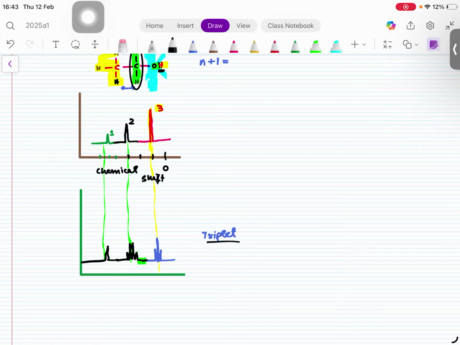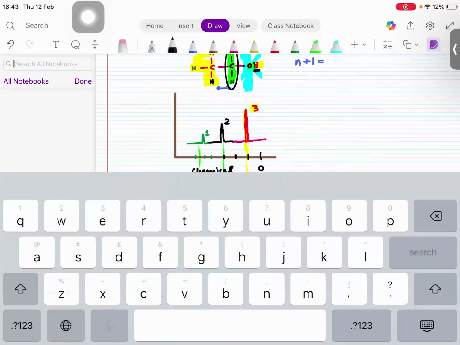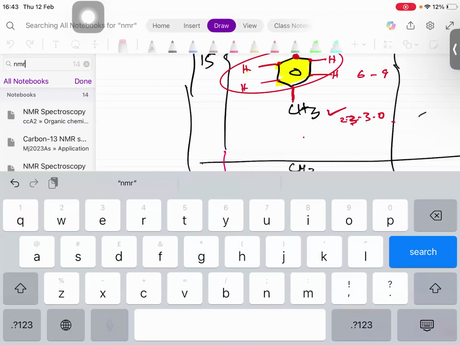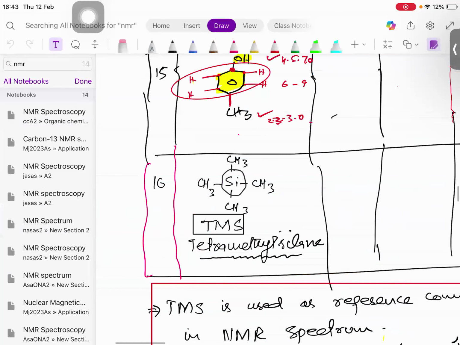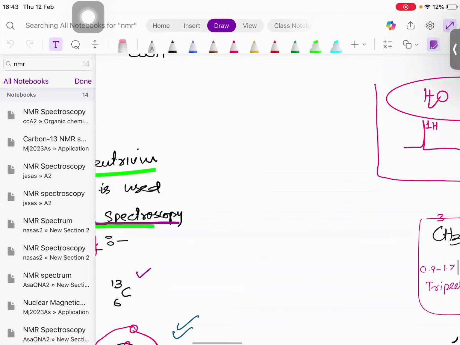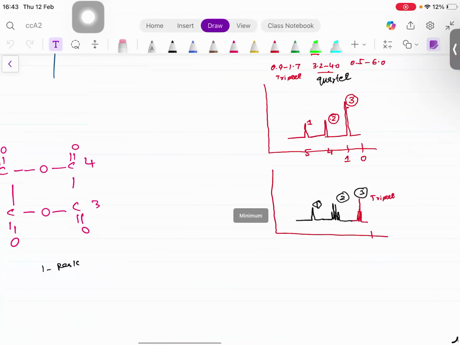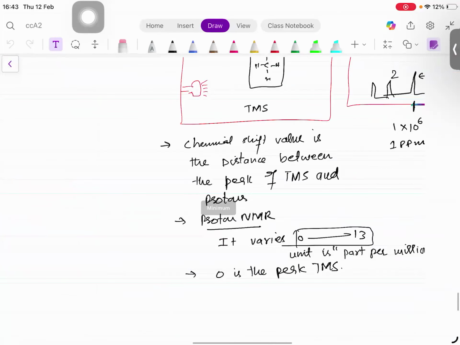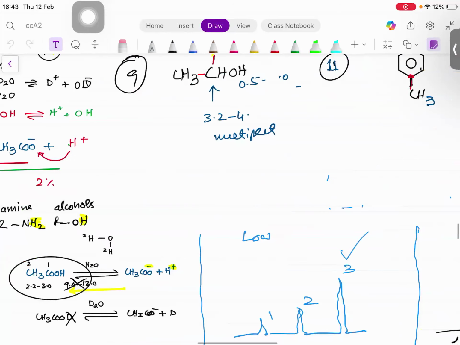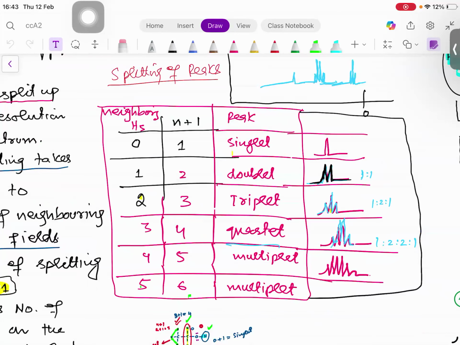Now I'm going to let you write this. Okay, here you go. You have to fill this table. Yeah, I'm going to let you write this. Kind of explanation is here. Here it is. Splitting of the peaks.